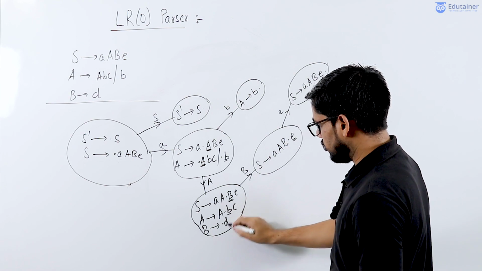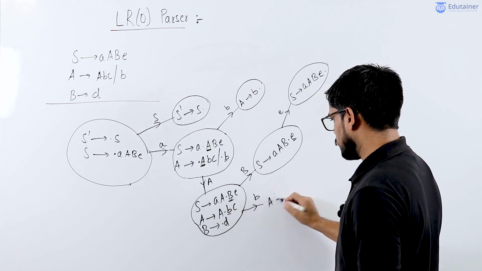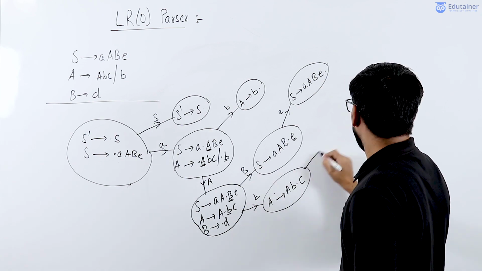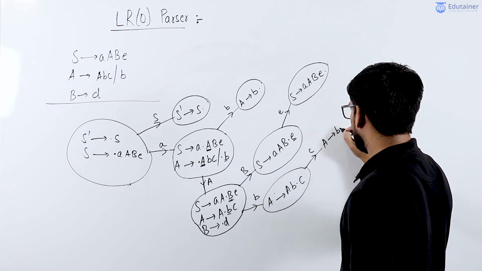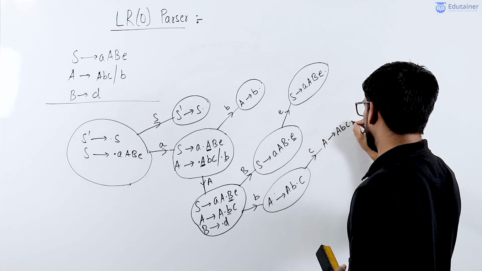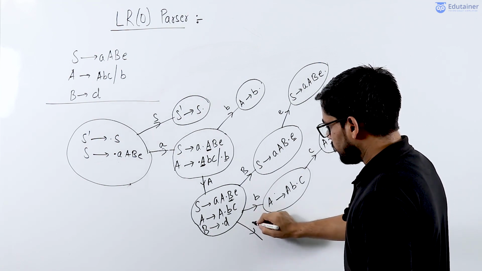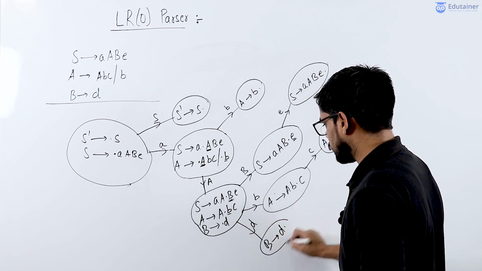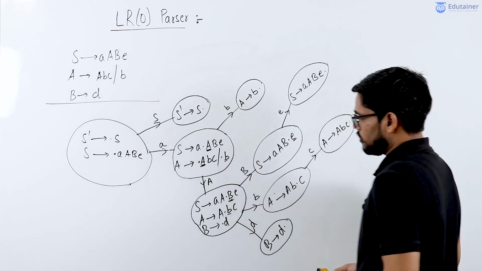Now let's take the B part. For B, A derives A B dot C, and for C, A derives A B C dot, and this is the final item. Let's take the D move here. B derives D dot, and it is also a final item. Okay, so I think I have covered all the states.